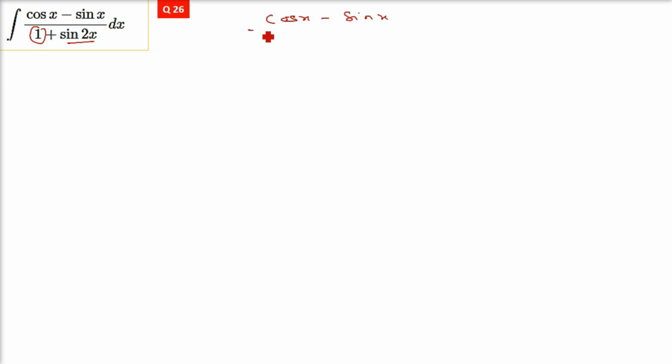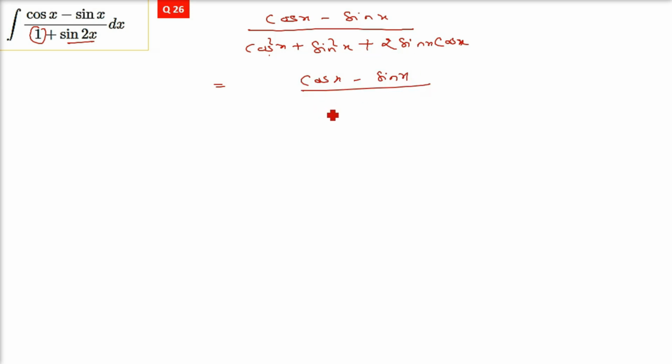Cos x minus sin x, in place of 1, I am saying write it in terms of cos and sin. So sin square theta plus cos square theta in place of 1. Then we have sin 2x, which can be written as 2 sin x cos x. What will be the benefit? The denominator will be a squared plus b squared plus 2ab, so this will be a plus b whole square. So cos x minus sin x remains like this, and the denominator will become cos x plus sin x whole square.